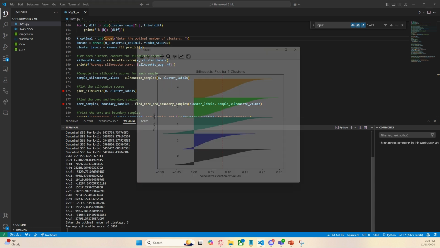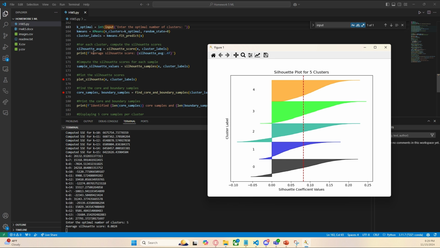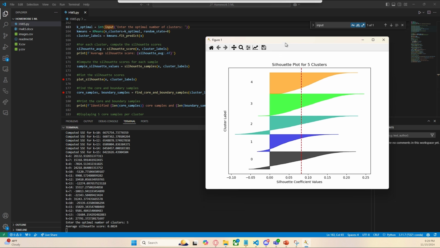It calculates the average silhouette score, and then here is the graph from that. So the way this works is these are the 5 groups in the data set. This is the positive negative line. And so the bigger this is and the higher out it is and the thicker it is, the more coefficients are on this side.